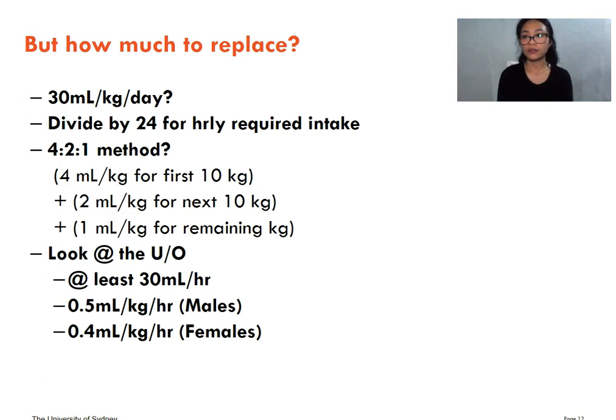So if you have, for example, a male who weighs 65 kilos, then the expected urine output would be 34 to 35 mils per hour. And for a female weighing the same weight of 65 kilos, it would be 26 mils per hour of urine output.